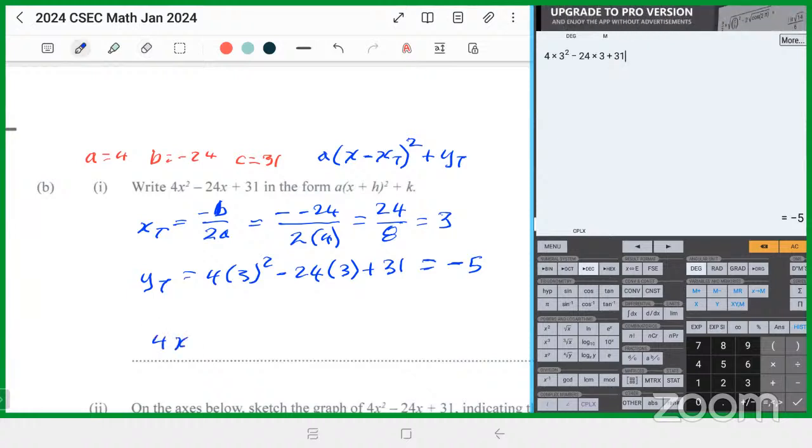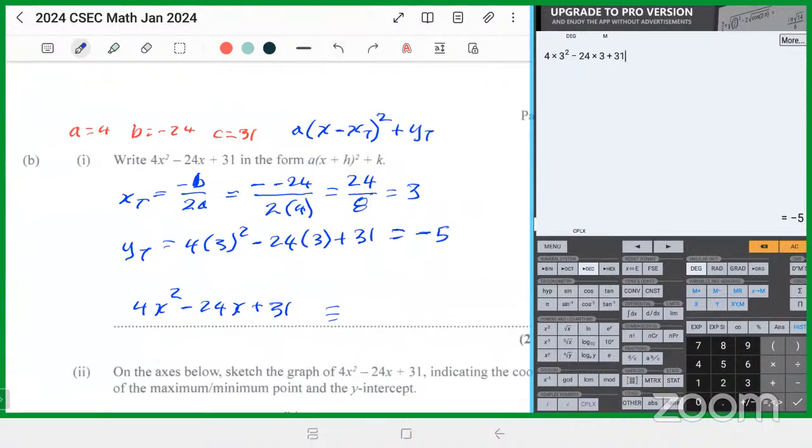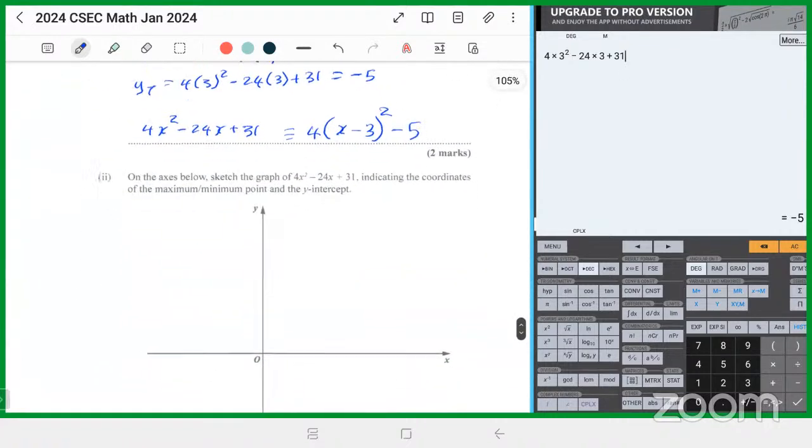The 4x squared minus 24x plus 31 becomes, in the vertex form, a, which is 4, into x minus xt, which is 3. Don't forget the square. And then plus yt, which is negative 5. So this is plus yt, negative 5, minus 5. And that is it. Next part now says, on the axis below, sketch this graph.